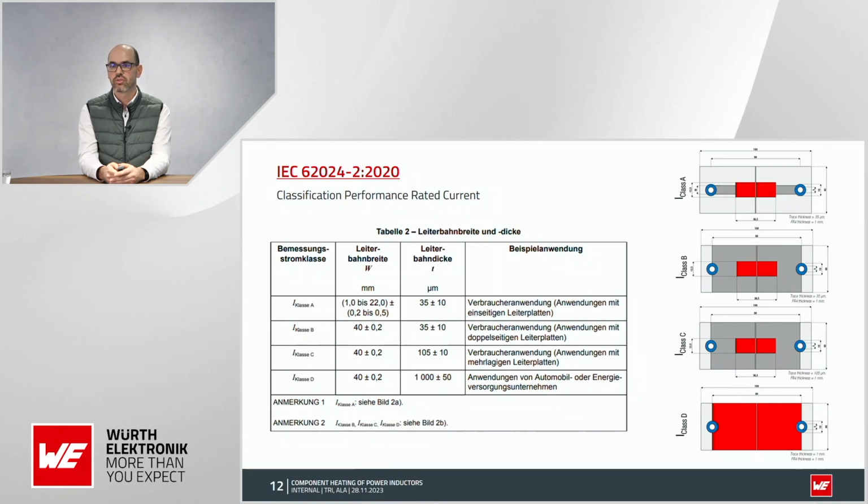It means 4 kinds of different PCBs which can be used to define the rated current. And also there's already a hint for which classification should be used for which kind of product. Class A should be used for products normally used for single layer PCBs. Class B is for double layer PCBs, class C for multi-layer PCBs, and class D is for automotive applications and also for high current power supplies. An example of them you can see on the right side.